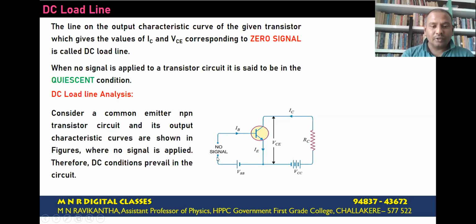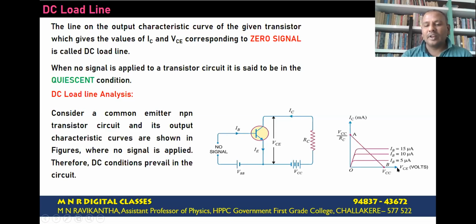Now observe the circuit. Since no signal is given to the input, the circuit is in DC conditions. The corresponding graph represents the output characteristic curve of this given NPN transistor in common emitter mode. Here IC is the output current, VCE is the corresponding output voltage. So we have the graphs plotted for different values of base current. The line AB represents the DC load line.